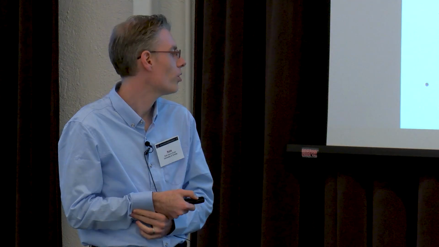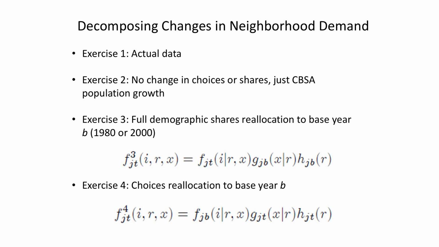And I should mention Carrillo and Rothbaum have a paper that does something like this to think about shifts in neighborhoods in DC. Okay? So in decomposing these changes in neighborhood demand, I'm going to show you some exercises that use different counterfactual distributions. So I'm going to have actual data and then calculations based on distributions in which there's no change in anything.